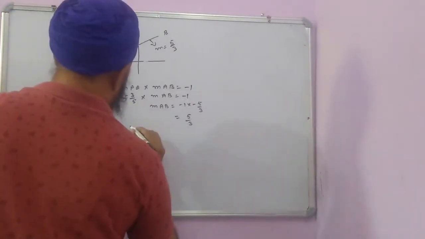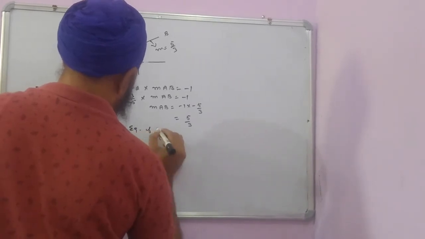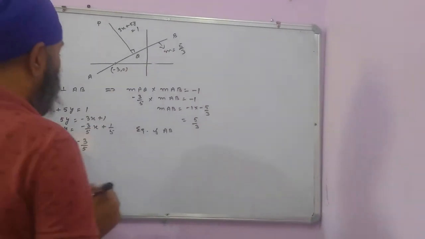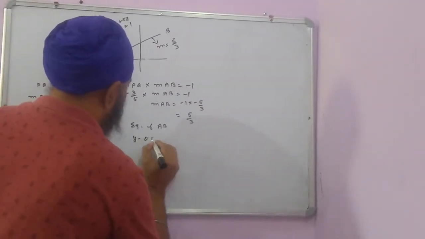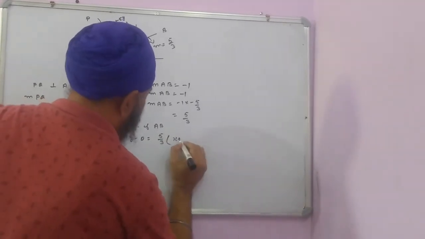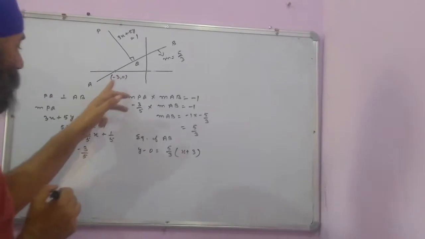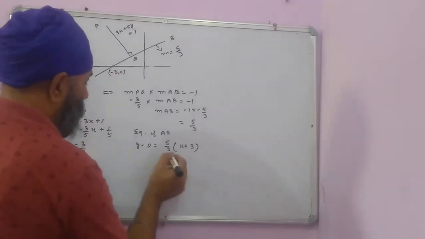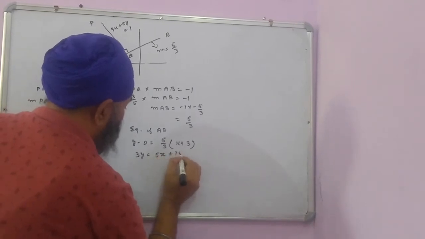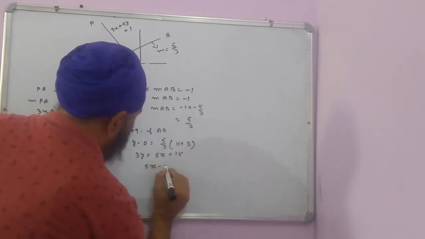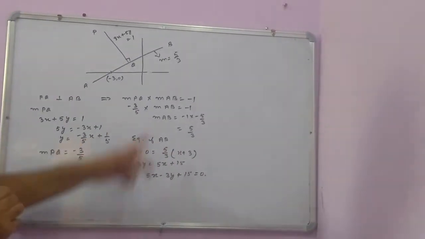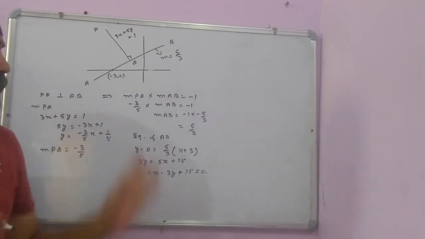That means equation of AB, we use point slope form. One point we know, slope we know. So y minus y1 is equal to m times x minus x1, minus minus plus, so minus 3 will become plus 3. So 3y is equal to 5x plus 15, or 5x minus 3y plus 15 is equal to 0. This is the required equation of the line AB.